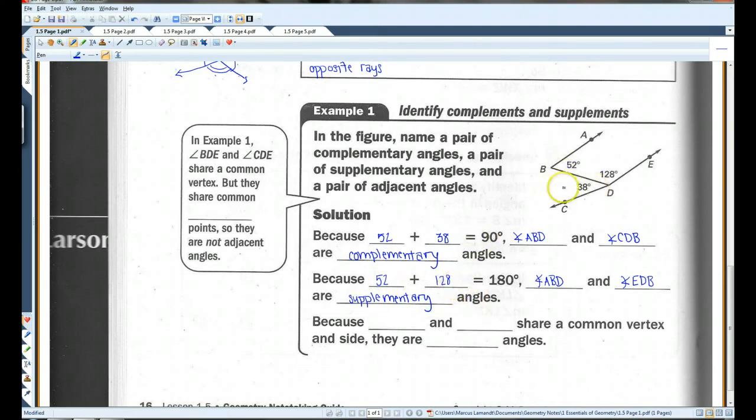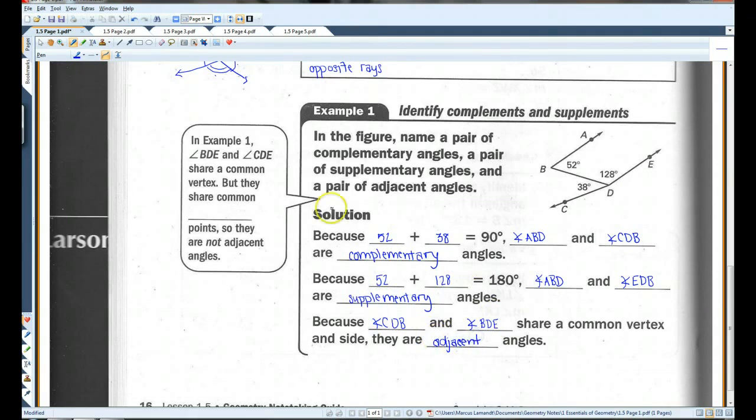Okay, now let's take a look here. Adjacent angles, angle CDB, that's this angle here, and angle BDE, they share this side here, and they don't share any common interior points. That makes them adjacent angles. Make sure the D is in the middle because D is the vertex.